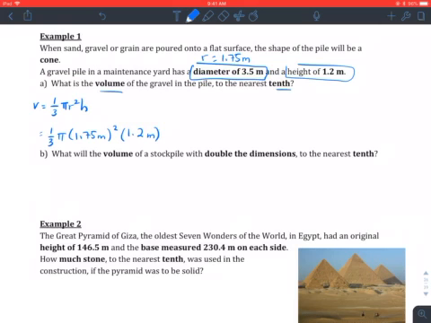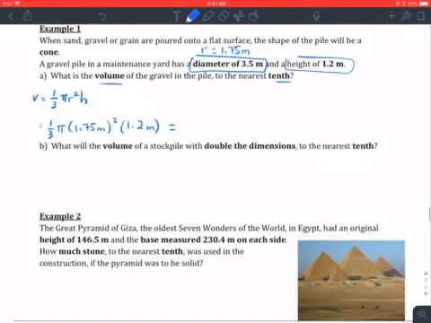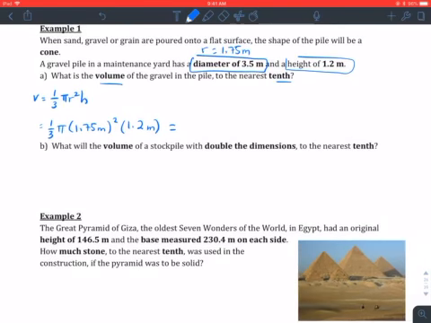Now we haven't quite done an example like this yet, where the units are different. What I mean by that is what happens if one of them is in centimeters and one is in meters. In order to use those numbers in your calculation, we would have to convert them so that they were the same unit before we put them into the formula. Since here they're both meters, we're okay. And our final answer to the nearest tenth is 3.8 meters cubed. So there's the volume of gravel in that pile.